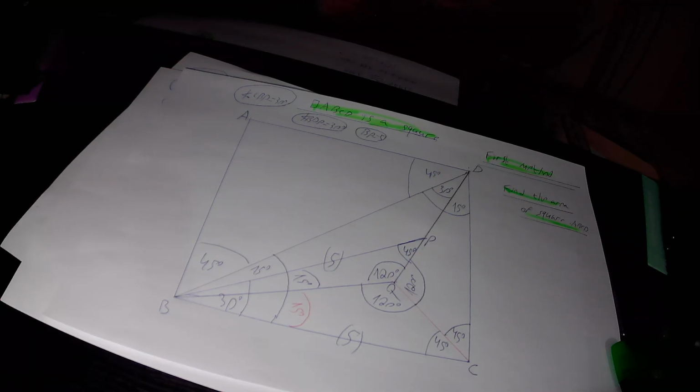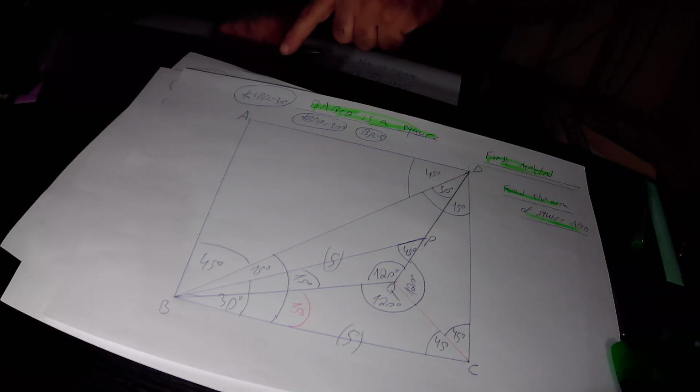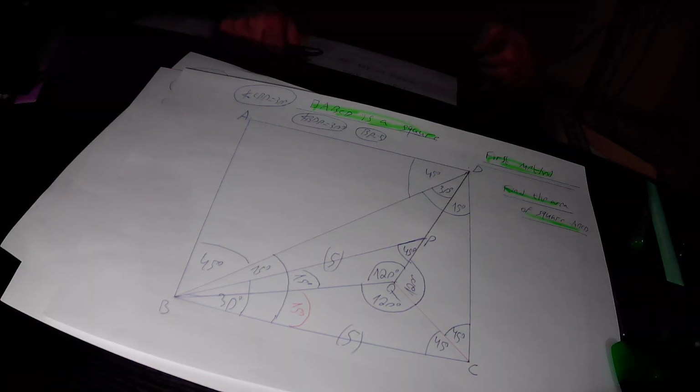So we finish with the first method. In the next step, I will present to you how to find out the area of this square ABCD according to the second method.